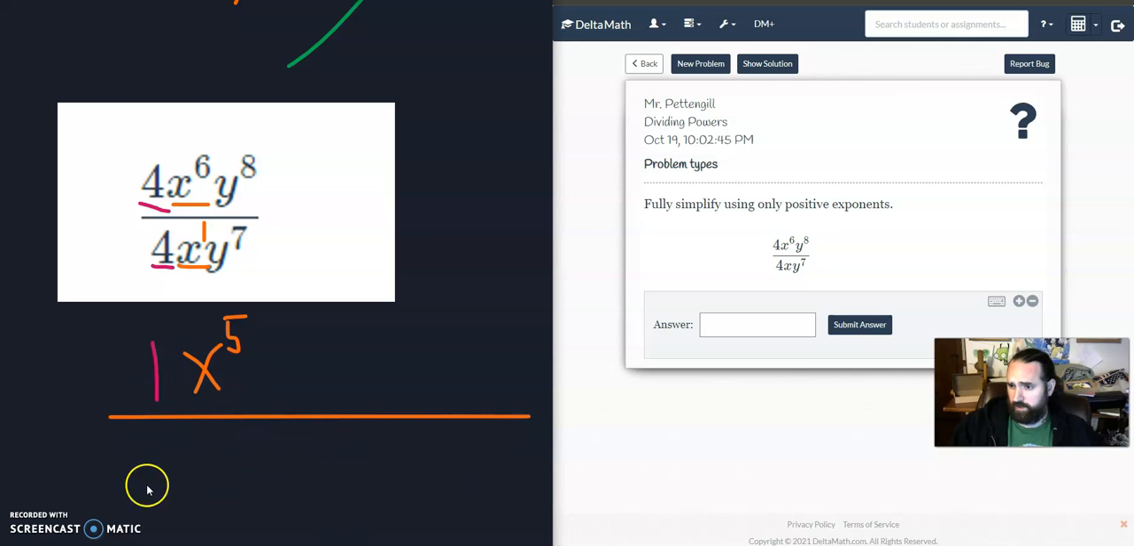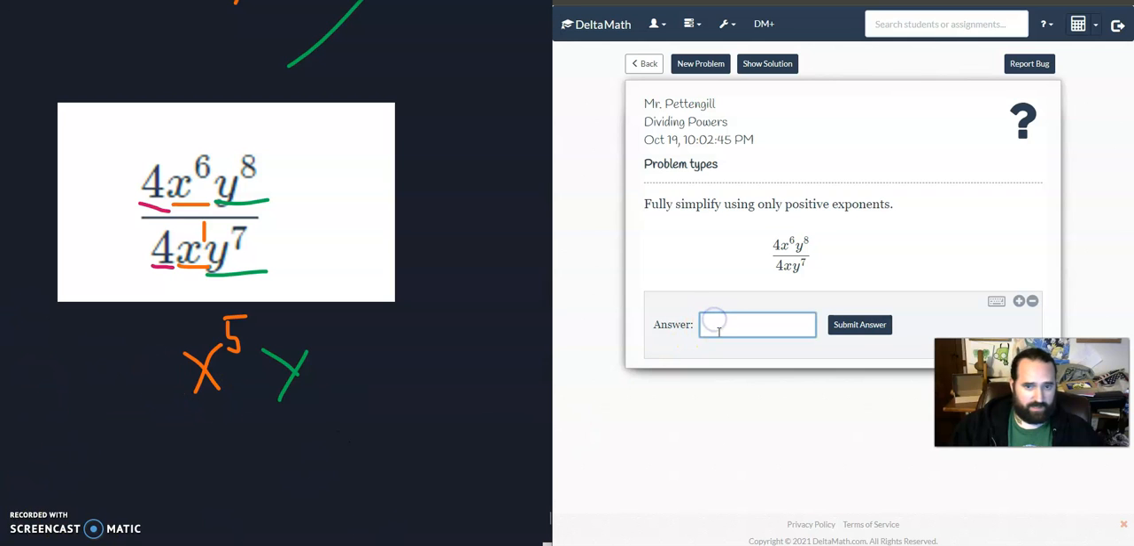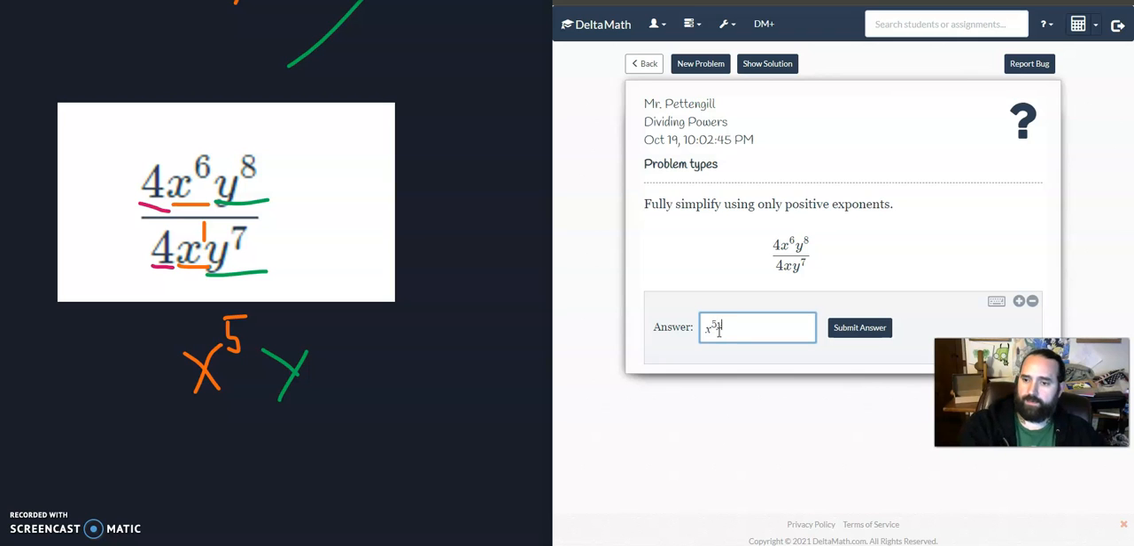So it is possible we could have something left in the denominator. So just be aware I'm still in the numerator. And y to the 8 over y to the 7. Well, that's going to be y to the 8 minus 7, or y to the 1. So in reality, I don't need this fraction. I don't need that 1. I can just say it's x to the 5th, y.